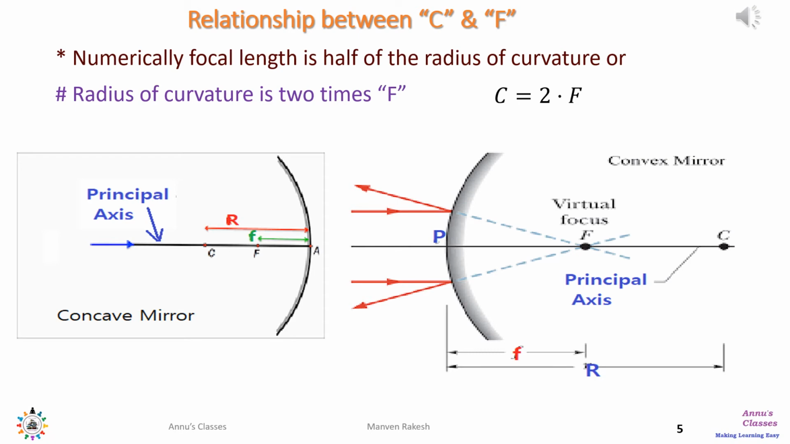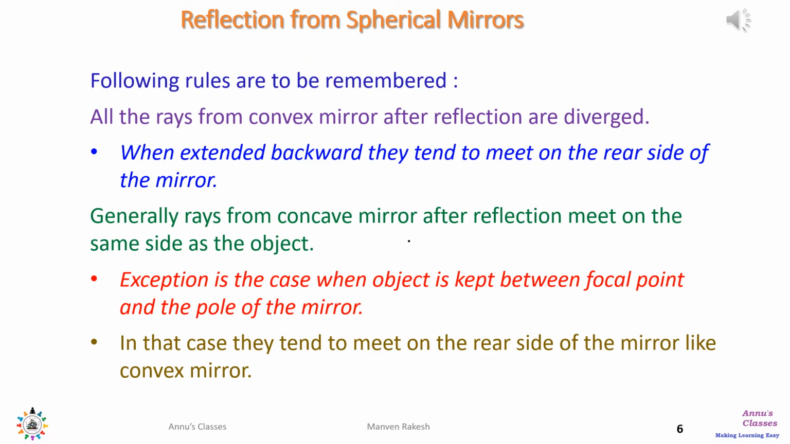There is a relation between C and F. The radius of curvature is twice the focal length, or in other terms, the focal length is half the radius of curvature. So far we have seen the convex mirror is a diverging mirror, so rays tend to meet on the rear side. Whereas in the case of the concave mirror, the rays after reflection meet in front of the mirror and form the image.